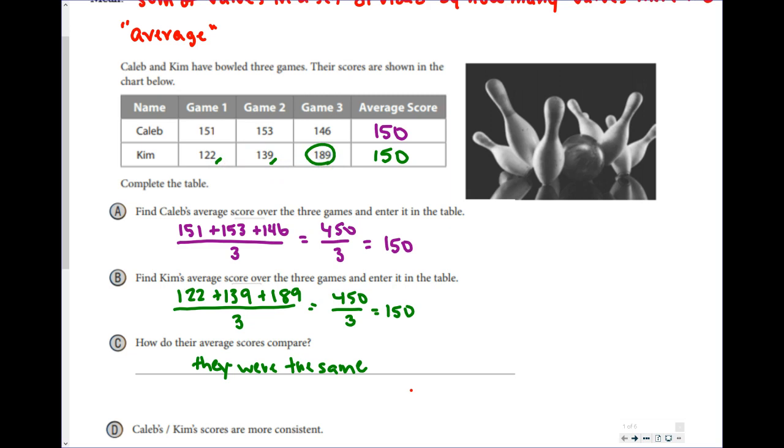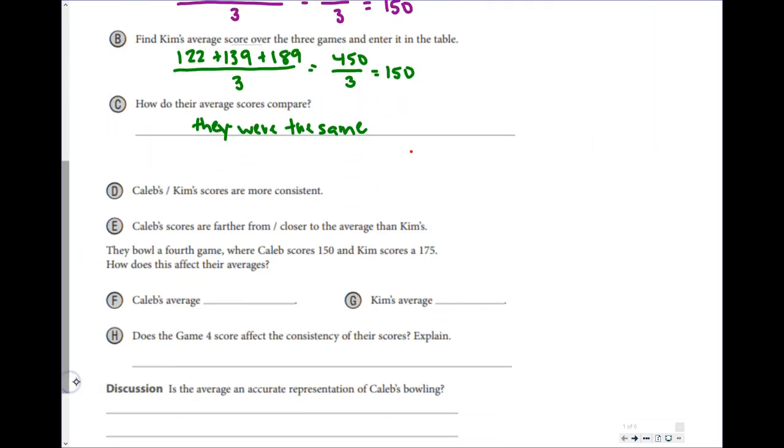That's not consistent. Like, she's kind of bowling the same a little bit 1 and 2, and then all of a sudden she scores a 189. That's kind of odd. So if I have to answer this question of who's more consistent, I'm definitely going to say that Caleb is more consistent. He doesn't have just like a random score somewhere.